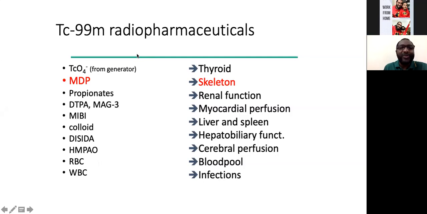And all we need to do in our laboratory or in our department is to tag this suitable radiopharmaceutical to technetium 99. So purely what this pharmaceutical does is to help transport this technetium into the organ of interest. Today, we are going to be looking at how MDP carries technetium into the skeletal system, and that permits us to image essentially the musculoskeletal system.